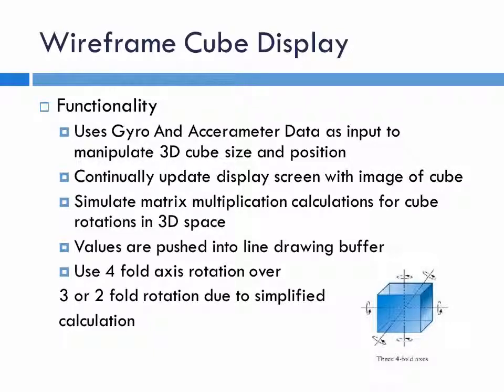Now, for the cube, we have an 8-point cube where our axis of rotation will be dependent on a 4-fold axis rather than a 3- or 2-fold axis. This causes the axis to come out perpendicularly to each face rather than coming out from the edges or from the corners.